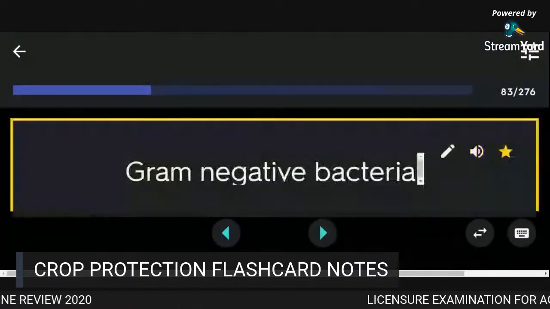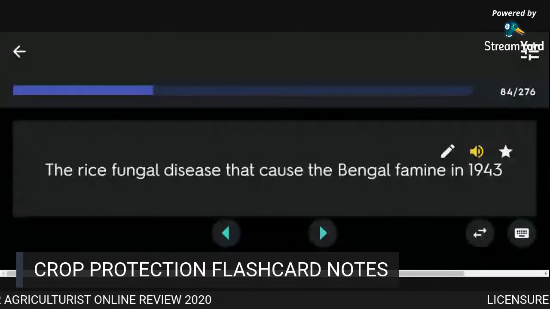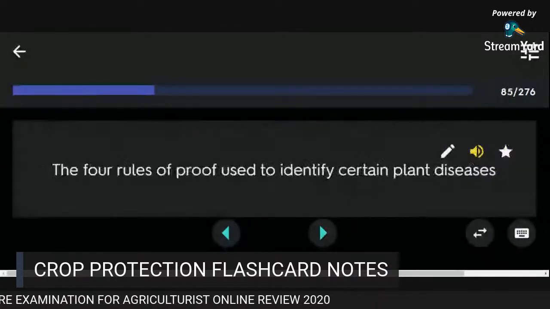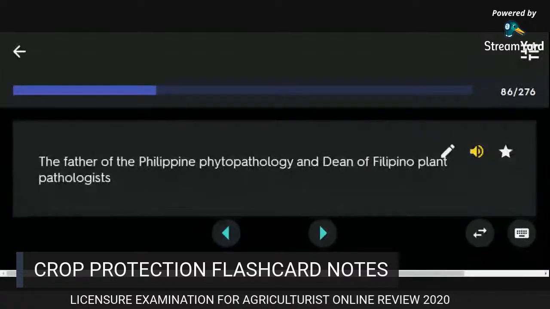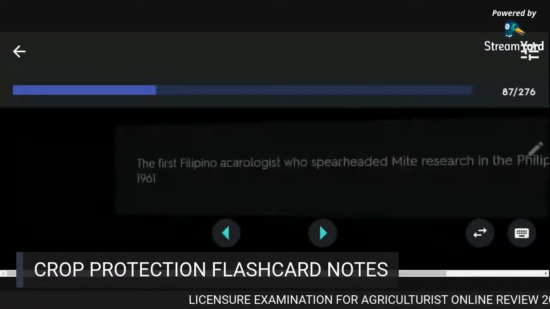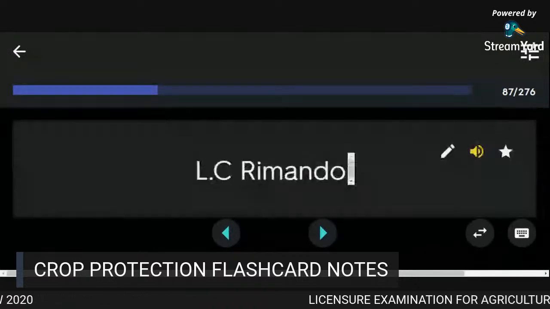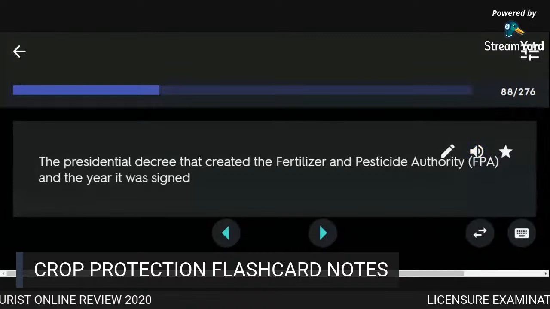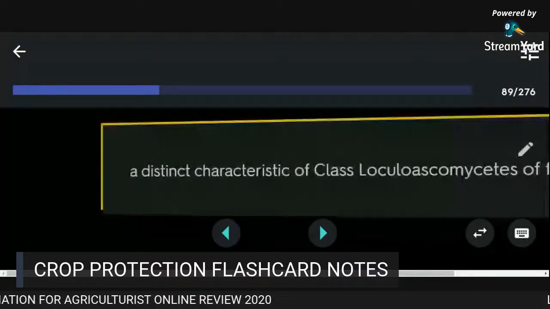Gram-negative bacteria: Pseudomonas, Xanthomonas, Agrobacterium. The rice fungal disease that caused the Bengal famine in 1943: brown spot. The four rules of proof used to identify certain plant diseases: Koch's postulates. The father of Philippine phytopathology and dean of Filipino plant pathologists: Dioscoro Umali. The first Filipino acarologist who spearheaded mite research in the Philippines in 1961: L.C. Rimando. The presidential decree that created the Fertilizer and Pesticide Authority and the year it was signed: P.D. number 1144, 1977. A distinct characteristic of class Loculoascomycetes of fungi.